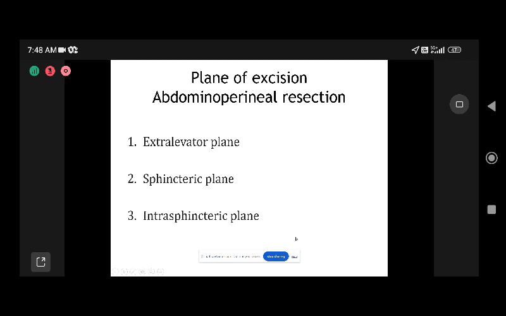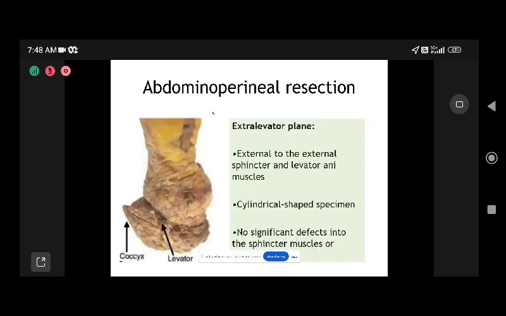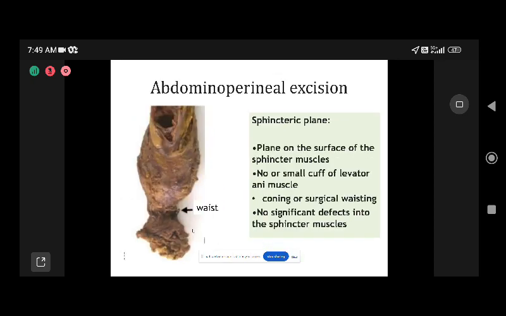The plane of dissection can be extralevator, it can be sphincteric, or it can be intrasphincteric. So extralevator plane, in these specimens, you will find that it is external to the external sphincter and levator ani, and the shape of the specimen is cylindrical, and there are no significant defects in this. This will be when there is an extralevator APR.